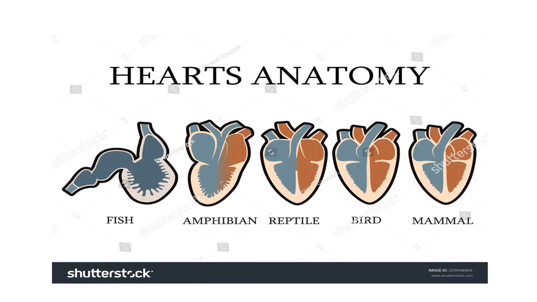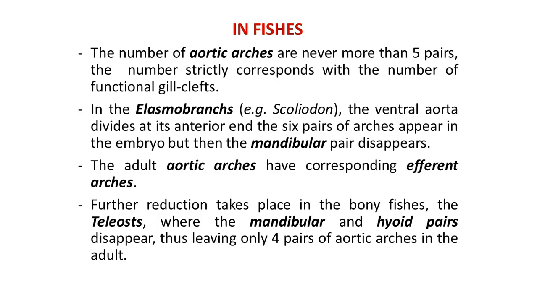These are some figures of the heart from Pisces to mammals, in which we can see that a number of changes take place among the animals in the herd. In the groups of vertebrates, in fishes, the number of aortic arches is never more than 5 pairs; the number strictly corresponds with the number of functional gill clefts.